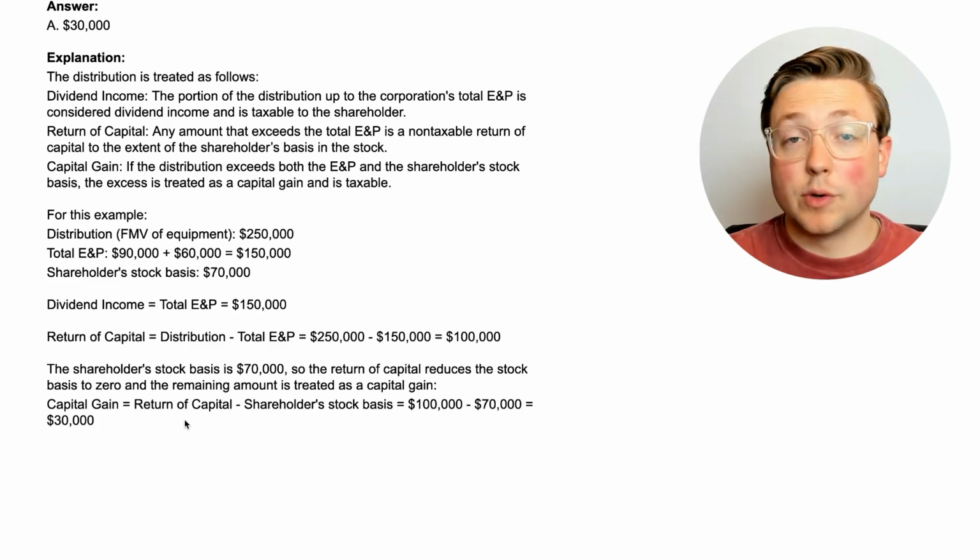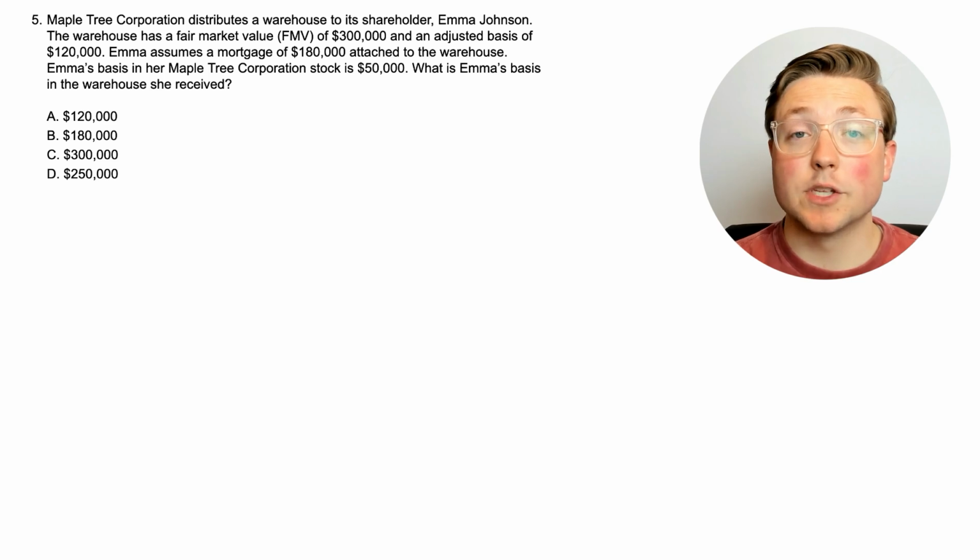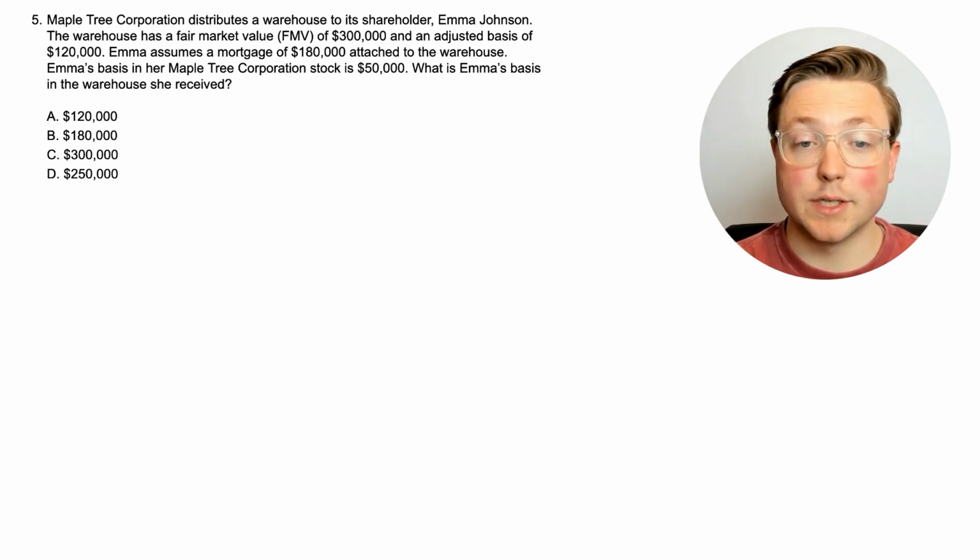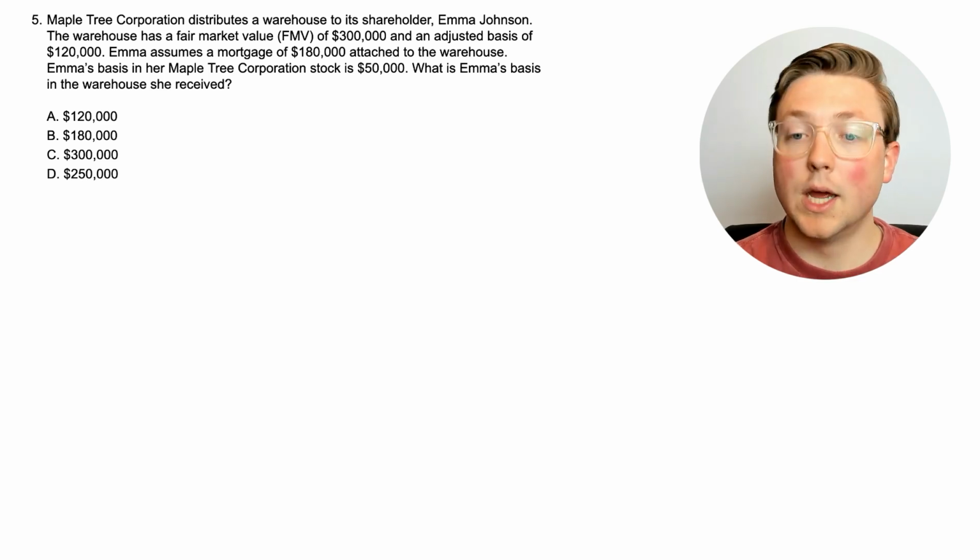All right, those three questions kind of built off of each other, so let's go to the next question. Okay, here is question 5. Maple Tree Corporation distributes a warehouse to its shareholder, Emma Johnson. The warehouse has a fair market value of $300,000 and an adjusted basis of $120,000. Emma assumes a mortgage of $180,000 attached to the warehouse. Emma's basis in her Maple Tree Corporation stock is $50,000. What is Emma's basis in the warehouse she received?